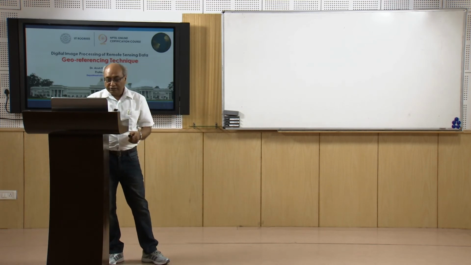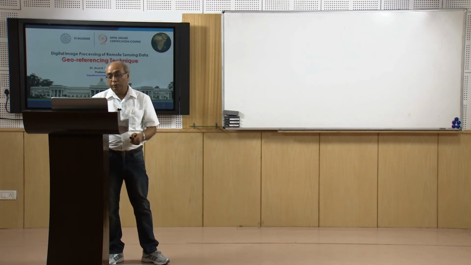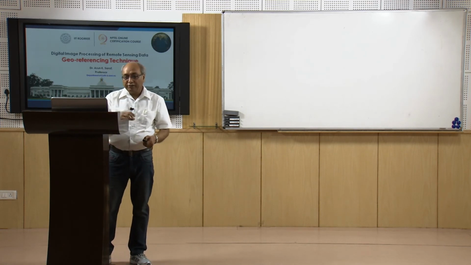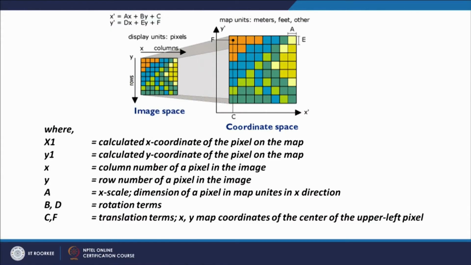So that is why scale change will be handled by this A, and B and D are the rotation terms which will be used to rotate your image, because a raw image may have a skewness effect or a distortion due to other inputs as we have discussed earlier. These all will play a very important role, and the C and F parameters which are coming in this second order polynomial are the translation terms, the xy map coordinates of the center of the upper left pixel, because in a raw image the coordinates we always consider from the top left corner.